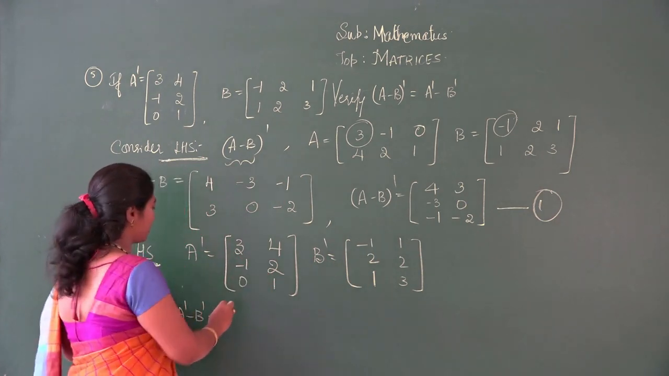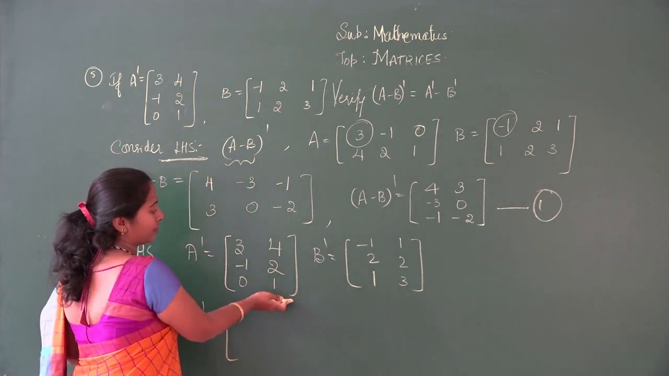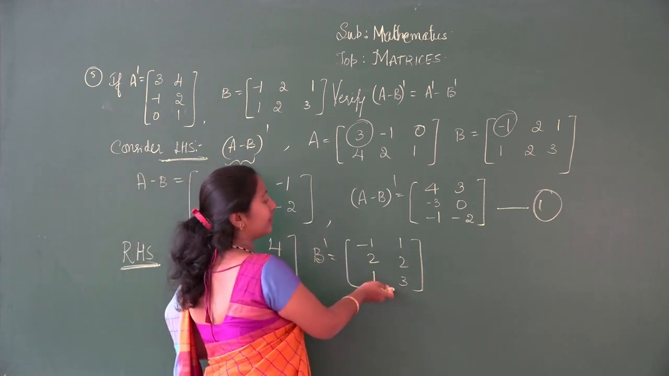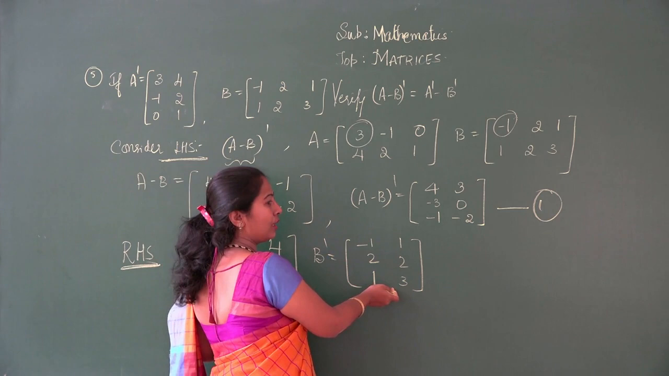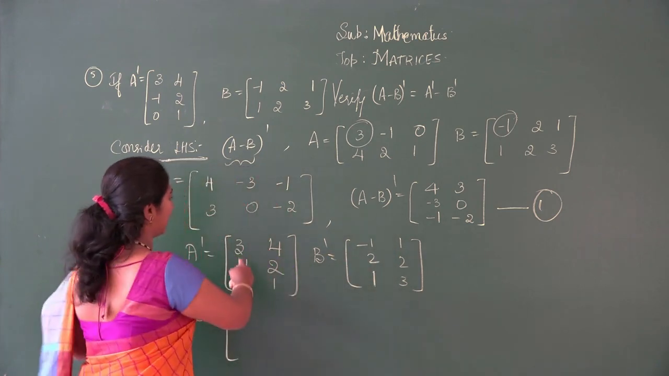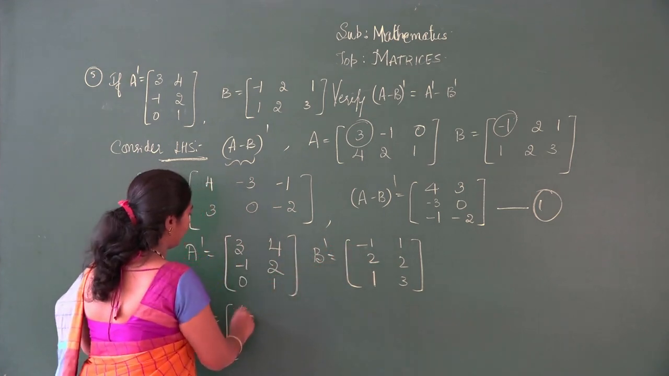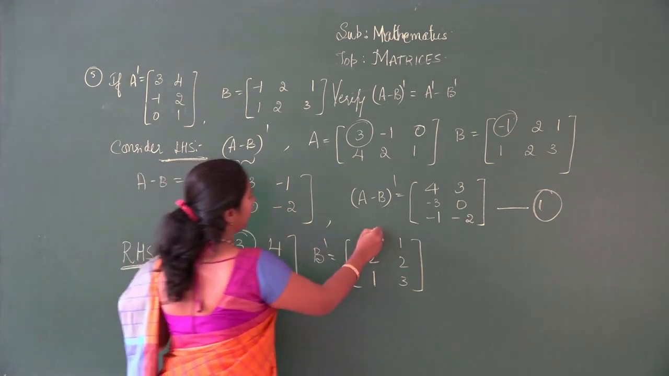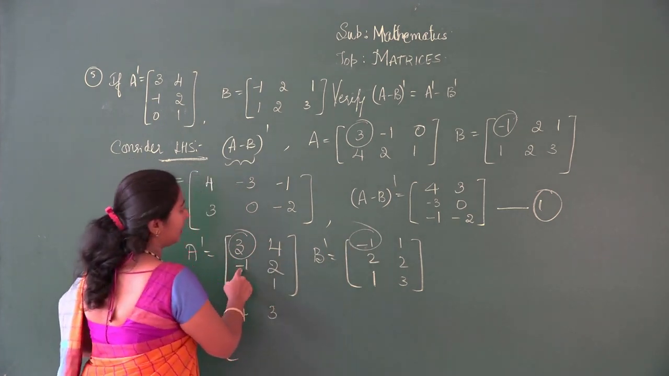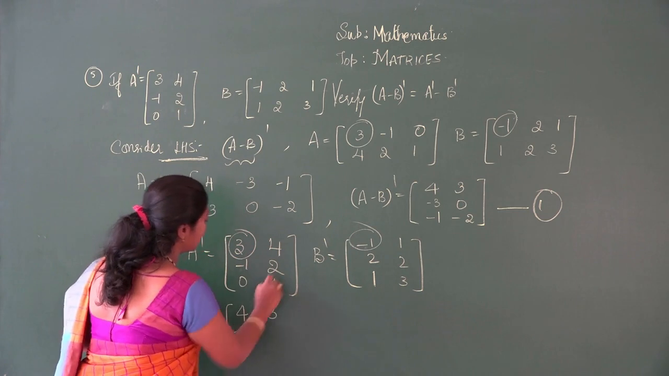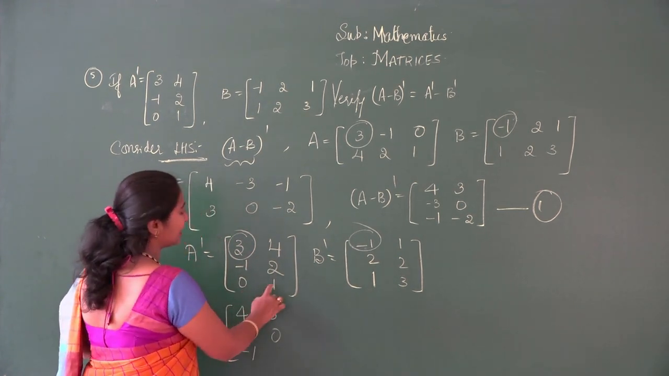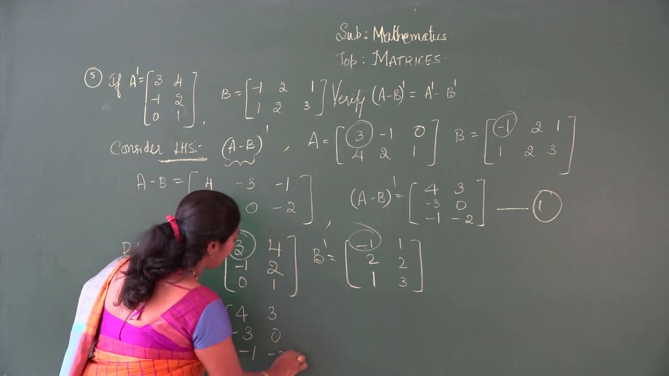Now, what is A dash minus B dash? Order of this matrix 3 cross 2, 3 rows and 2 columns. Order of the second matrix, it is once again 3 cross 2. Orders are same. Corresponding elements can be subtracted. 3 minus of minus 1 will be 4. 4 minus 1, 3. Minus 1 minus 2, minus 3. 2 minus 2, 0. 0 minus 1, minus 1. 1 minus 3 will be minus 2.